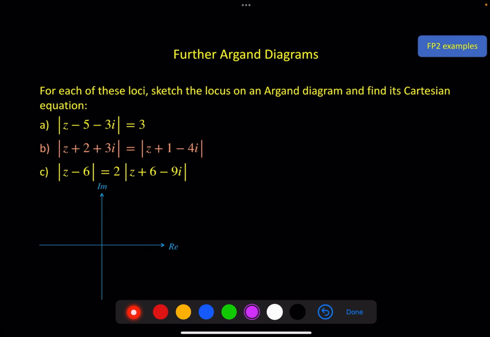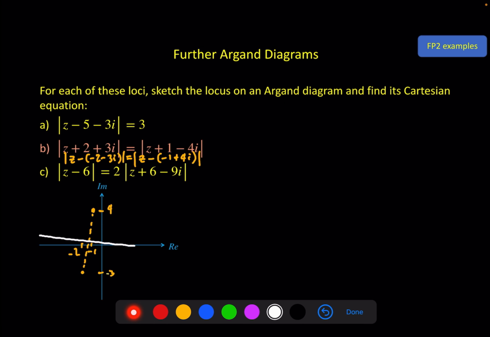For part B, we've got |z − 2 − 3i| = |z − 1 + 4i|. So I've got the complex numbers 2 + 3i, that's down here somewhere, and 1 − 4i is up here somewhere. So these are my 2 points, and I know that this is a perpendicular line through this, bisecting it, so it's roughly something like this.